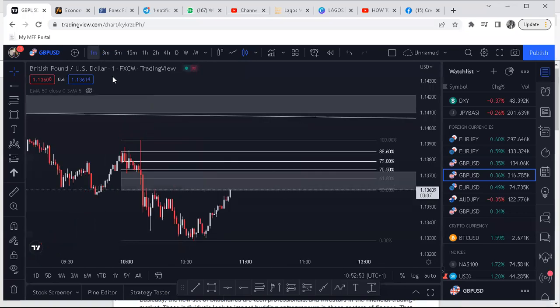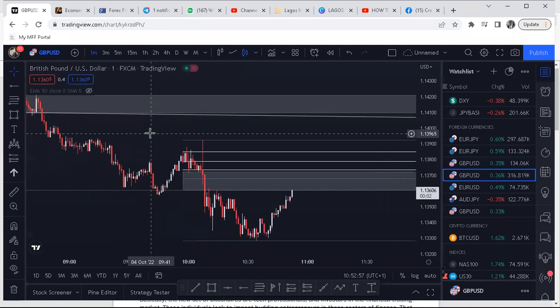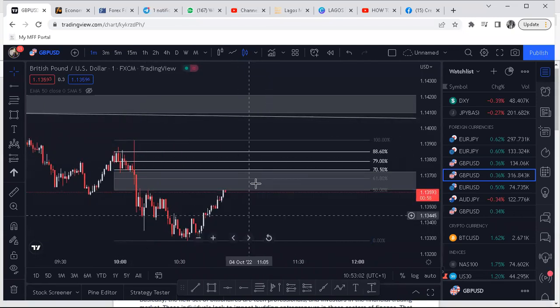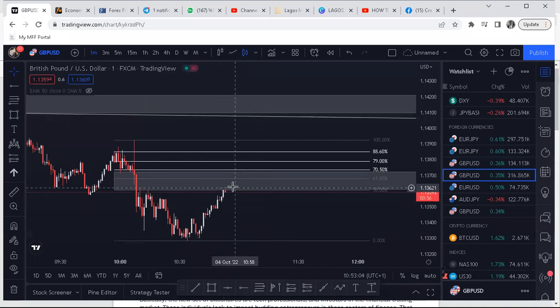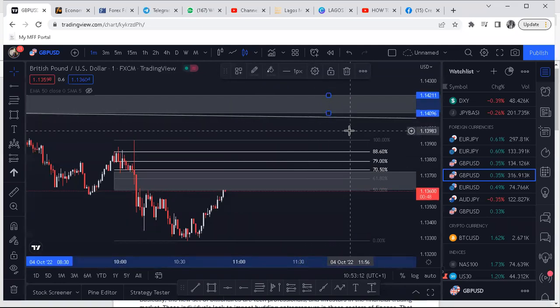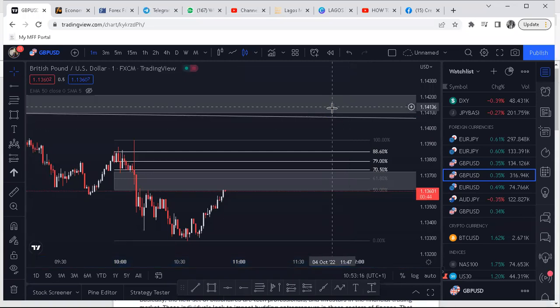Is there any 1 minute order block? No. There is no 1 minute order block. So anywhere from here is good enough to sell. Price cannot come up here again. If it comes up there, then I'll sell from the trend line. Ignore this.